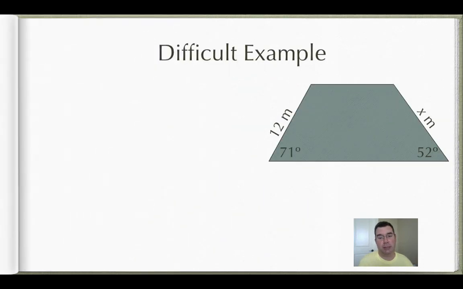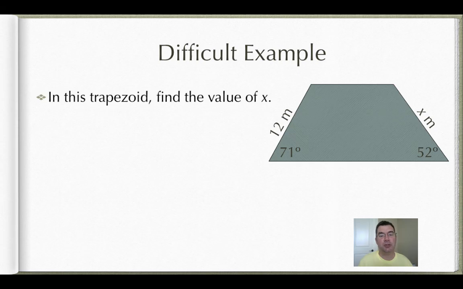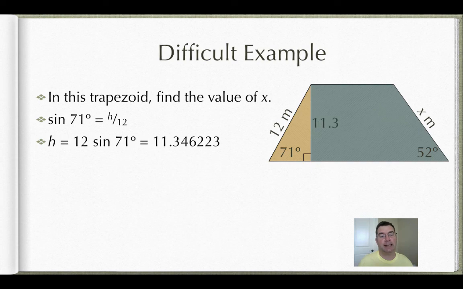Okay, here's a more difficult example. We have a trapezoid, and I need to find the value of x. So where are my right triangles? There's one, and I can use that to figure out the height of this trapezoid. Looking at that triangle, 71 is my angle, h is the opposite, and 12 is the hypotenuse. So I will use the sine of 71 degrees. That's going to be the opposite, h, over the hypotenuse, 12. Cross multiply, and I get that the height is 12 times the sine of 71 degrees, and that's about 11.346223.